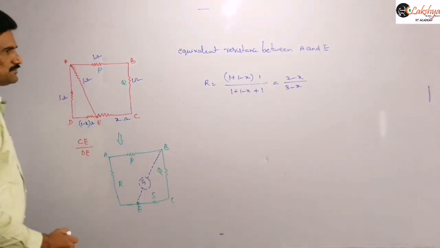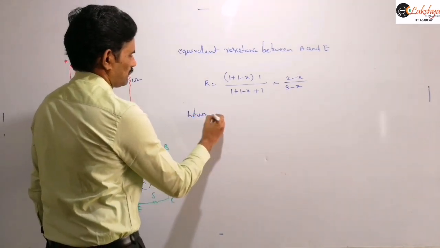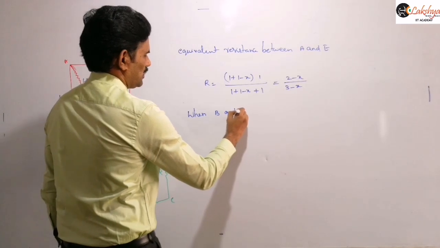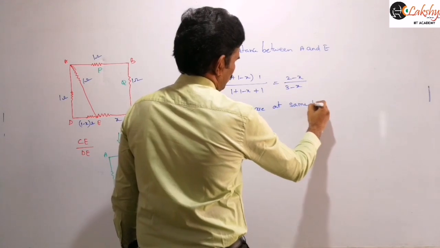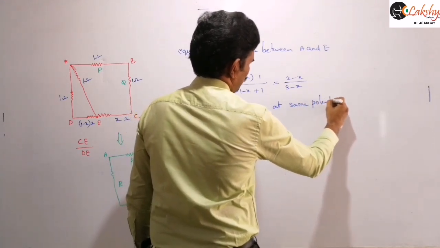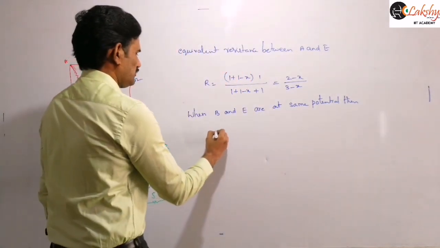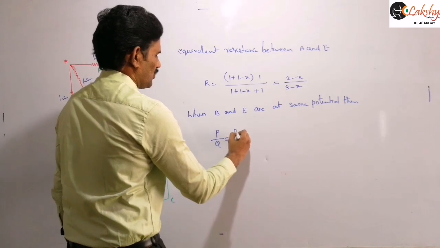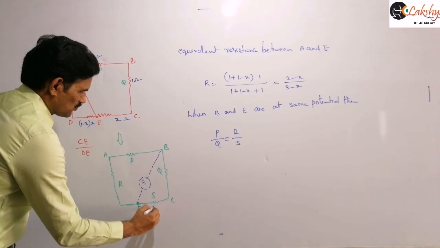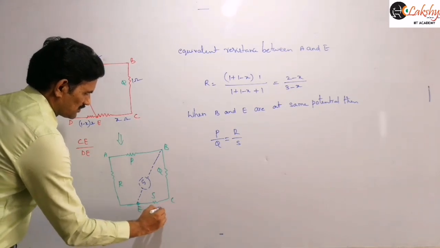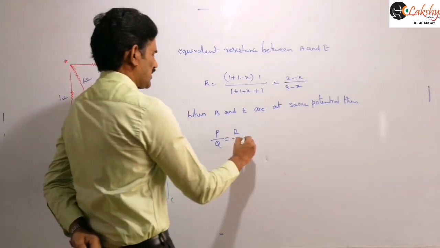And so then here, when B and E shall, then we can write this value as P by Q is equal to R by S. So here this S is nothing but X ohms here. This we are assuming it as X ohms. Right. This is nothing but that R value there. So then let us substitute these values here.